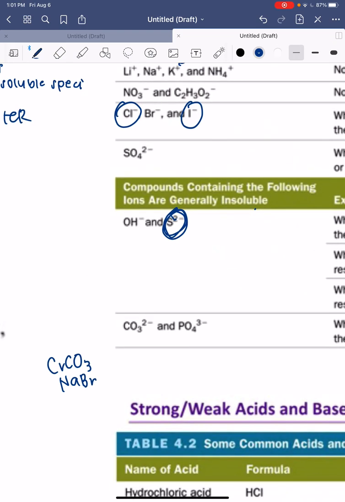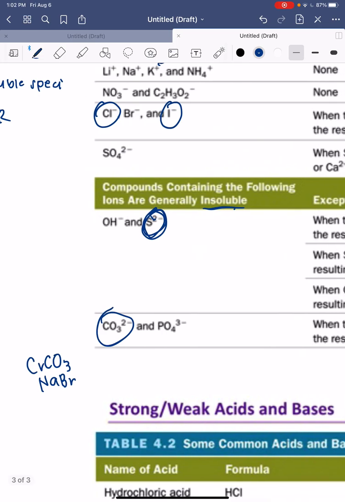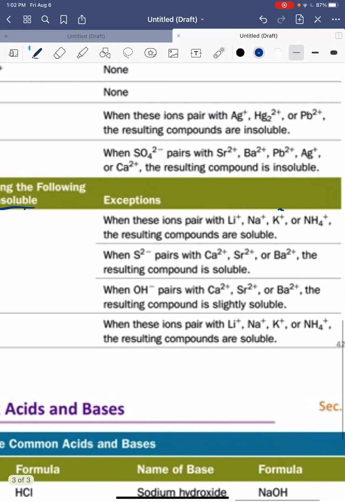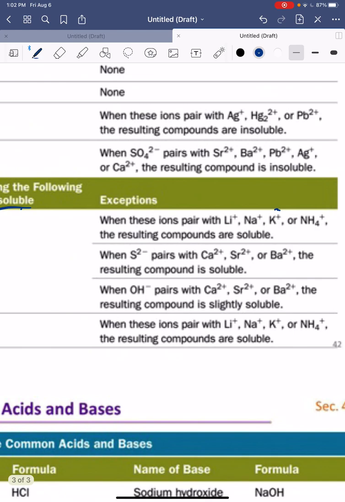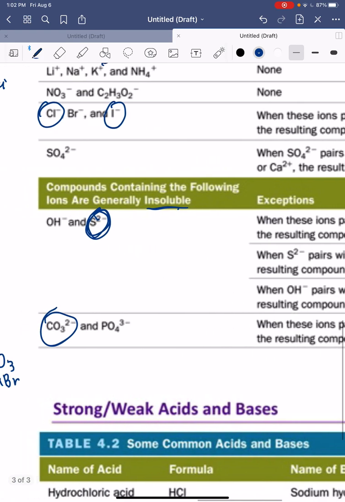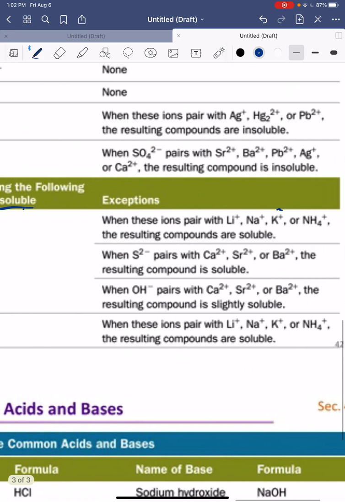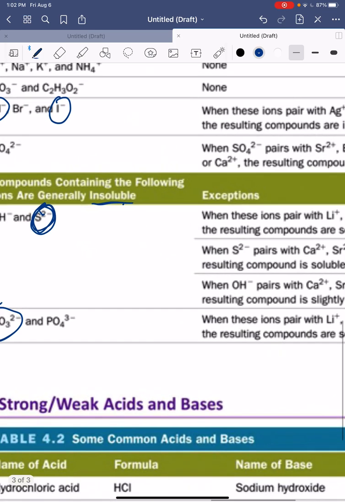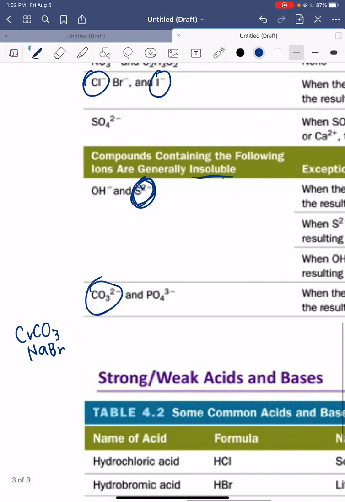First, let's look at carbonate, which we know from the table is pretty much always insoluble except for some exceptions. And the exceptions are lithium, sodium, potassium, and ammonium. We have sodium. Oh, no, we don't. We're paired with chromium, and that's not listed as an exception, right? So that means that it's going to, by default, be an insoluble compound that's in the solid state.